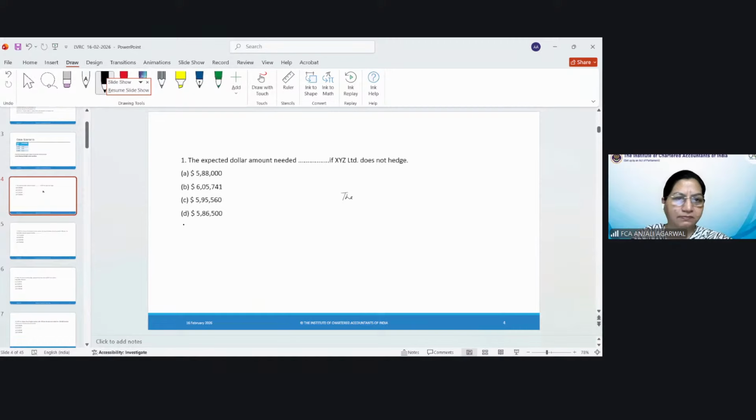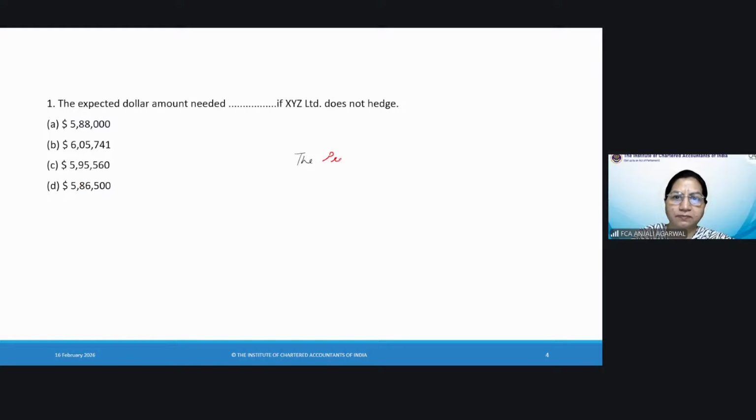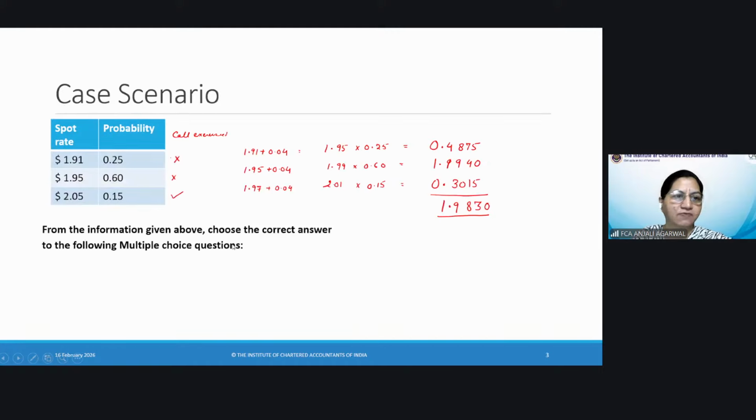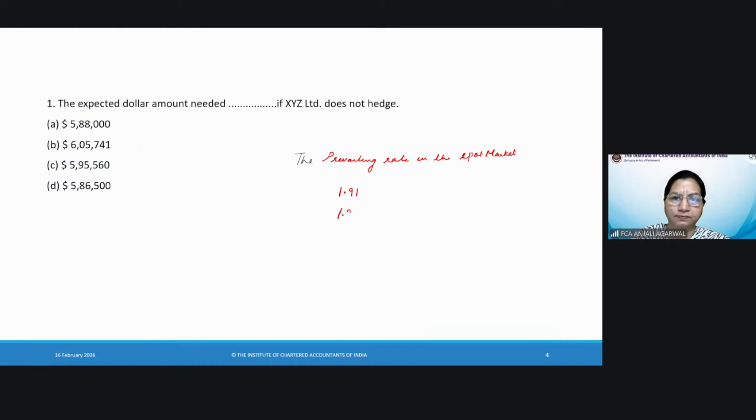The prevailing rate in the spot market, once again, is not one single price, but it is three different prices: 1.91, 1.95, and 2.05, with probabilities of 0.25, 0.60, and 0.15.